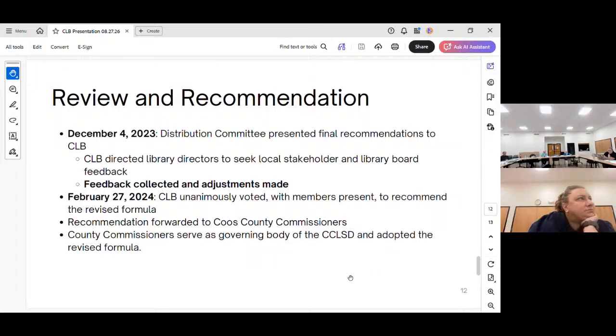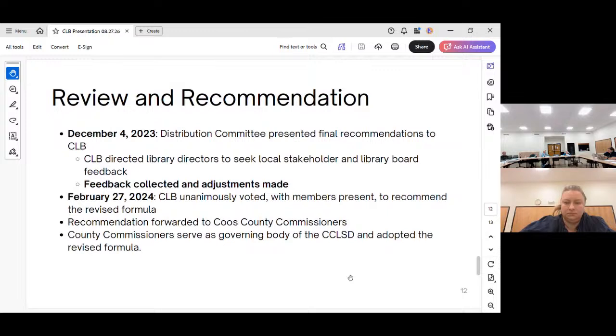Okay, so in December of 2023, the distribution committee presented its final recommendations to the CLB, and the Coos Library Board directed the county's library directors to take the proposed formula to their local stakeholders and library boards for review. So, for example, I'll use myself. That meant that I took it to the North Bend Public Library Board. They reviewed it, and they actually made a formal motion on how they would recommend the Coos Library Board handle it. They approved it, if you will, as the North Bend Board. Their recommendation was that the Coos Library Board proceed. So each library director went through that process with their own stakeholders. And it was the responsibility of the director to manage that.